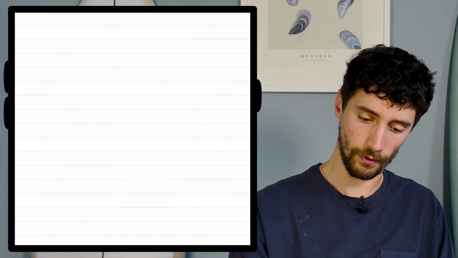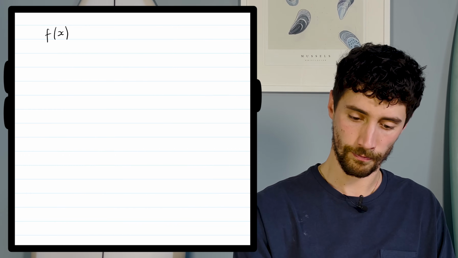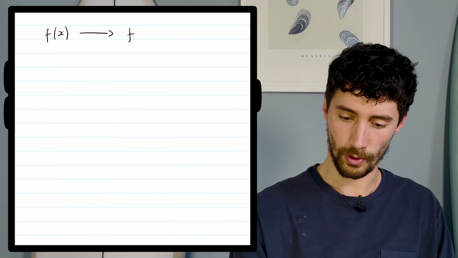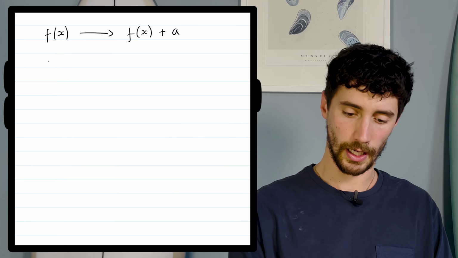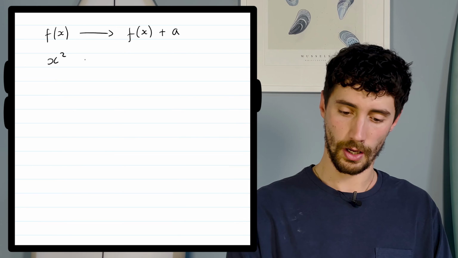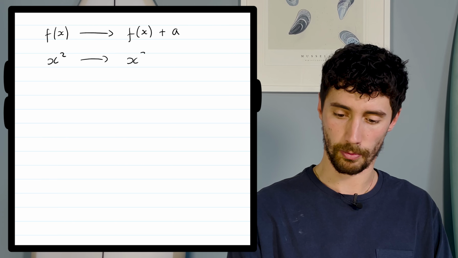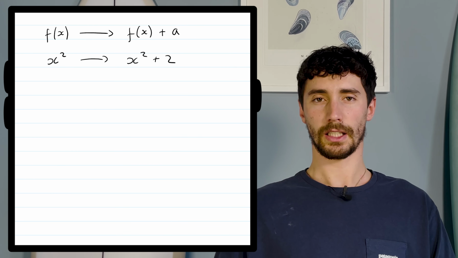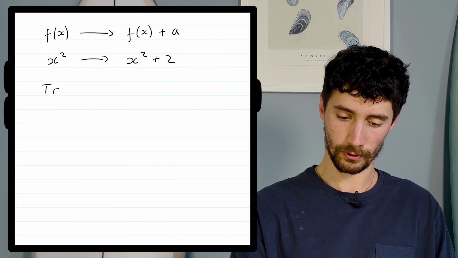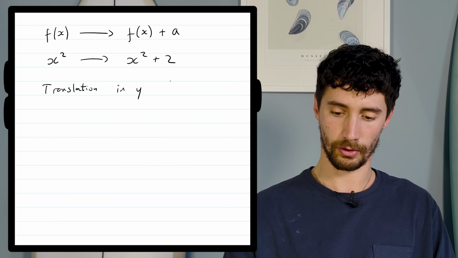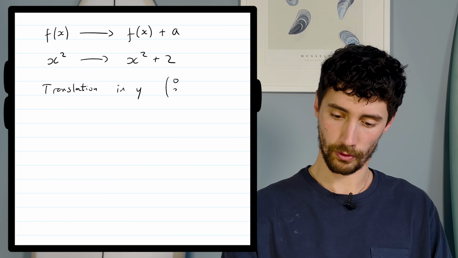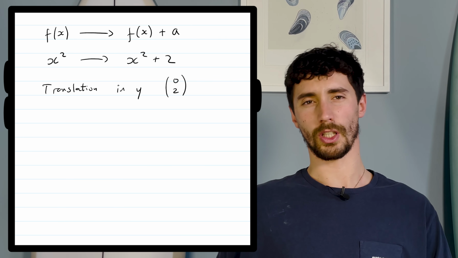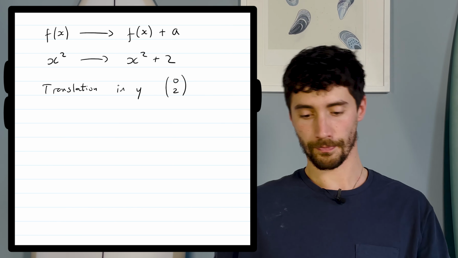So let's think of a standard transformation. Say you have a function, f of x, and you change that to f of x plus a, right? Let's take x squared as our function, and we were to change that to x squared plus 2. That is going to be a translation in the y direction through a vector 0, 2. All you are doing is shifting the graph up.